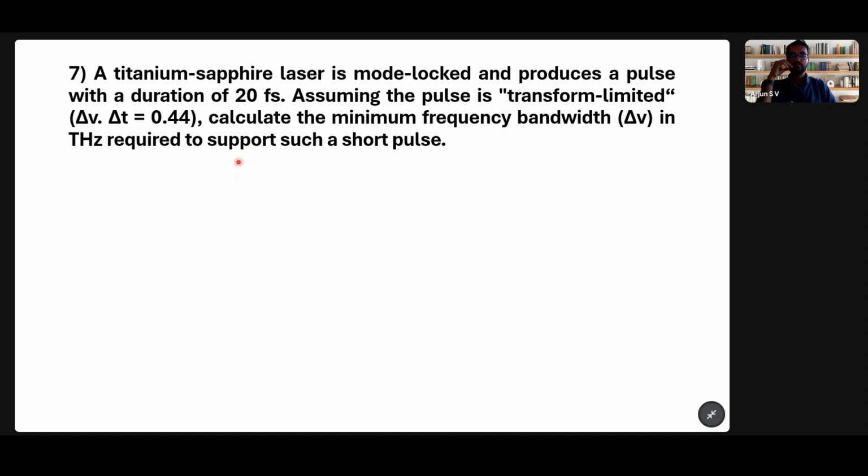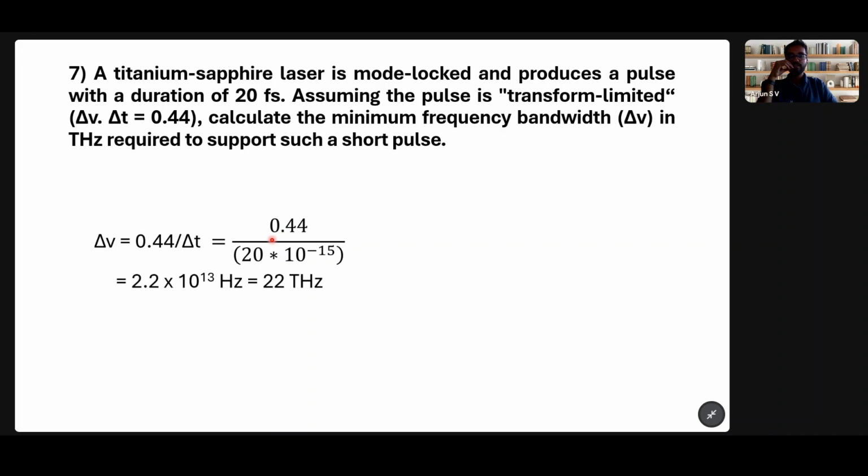This is also a very simple problem, just simple substitution. I have already given you that delta nu into delta t is equal to 0.44, and delta t is the pulse duration, which is 20 femtoseconds, which is 20 into 10 power minus 15 seconds. So just substitute the value of delta t and move it to the other side to get delta nu is equal to 0.44 by 20 into 10 power minus 15.